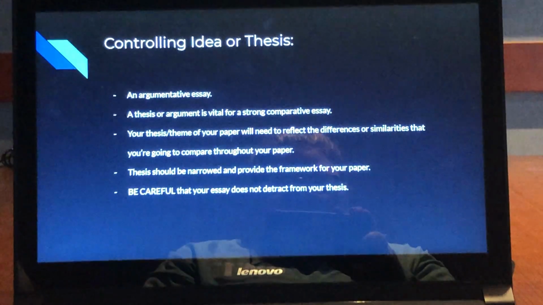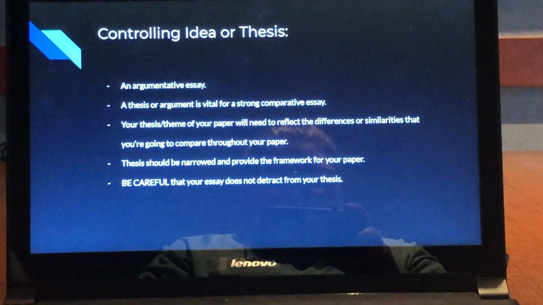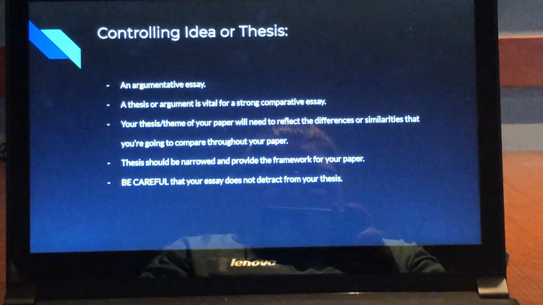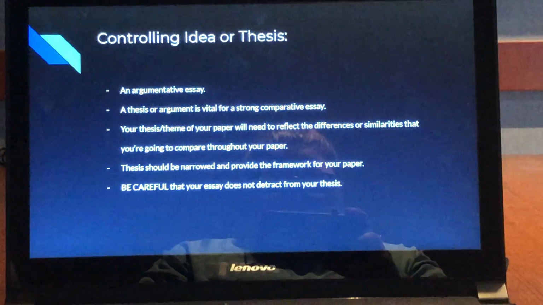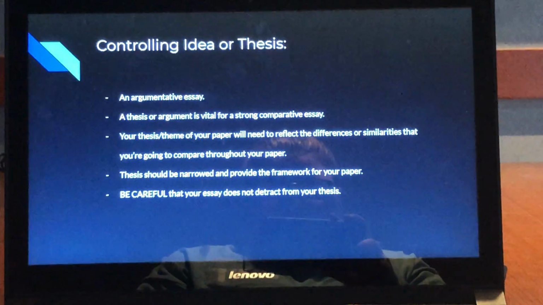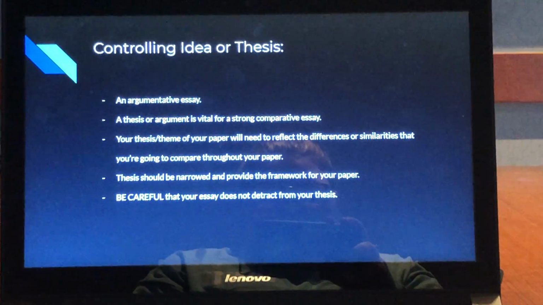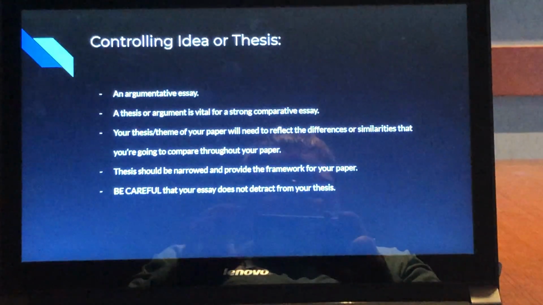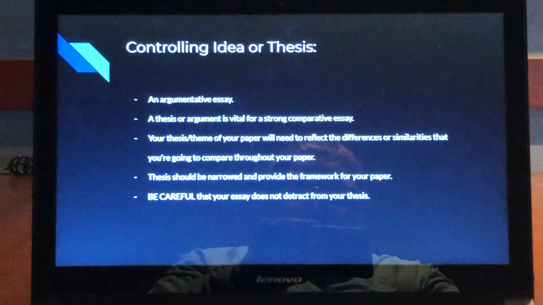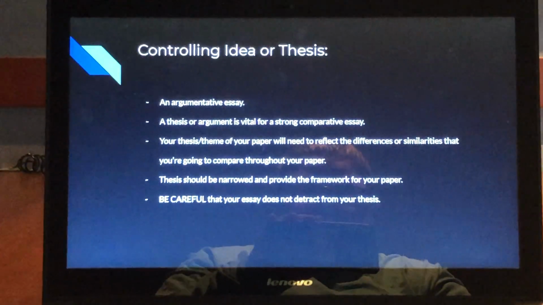Your thesis and theme of your paper will need to reflect the differences or similarities that you're going to compare throughout your paper. You want to try not to stray away from that thesis and theme of your paper by going off more on one topic than the other. Your thesis should be narrowed and provide the framework for your paper. You should be careful. You want to keep your research very narrowed. Keep that focal point for your essay. Really be careful that your essay does not detract from your thesis.